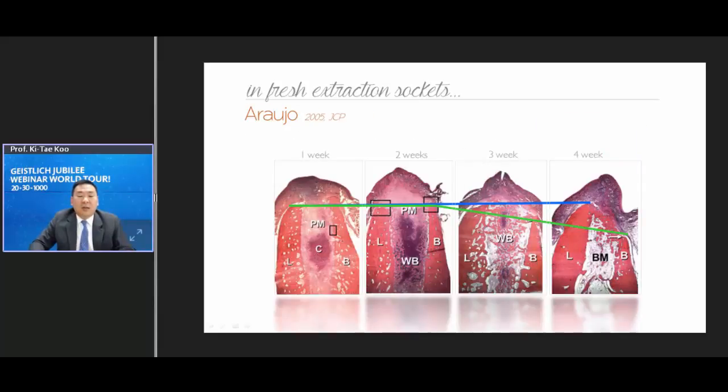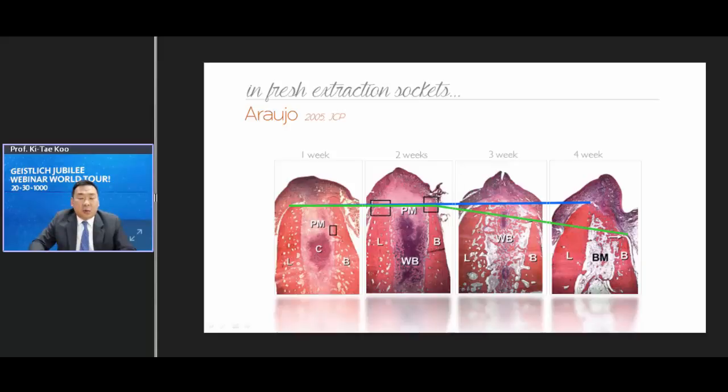This study, I think everybody knows, is very famous. It was done by Dr. Araujo, in beagle dogs. What they did was they just extracted the tooth, and they were able to make histological sections at 1 week, 2 weeks, 3 weeks, and 4 weeks. Using the histological sections, the blue line you see on the screen is the connection of the highest point of the lingual crest.